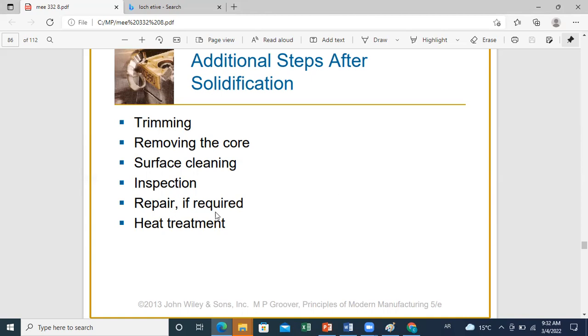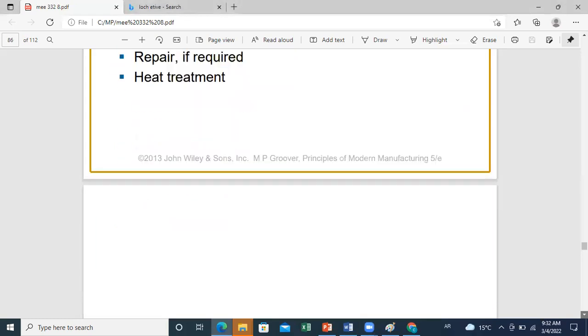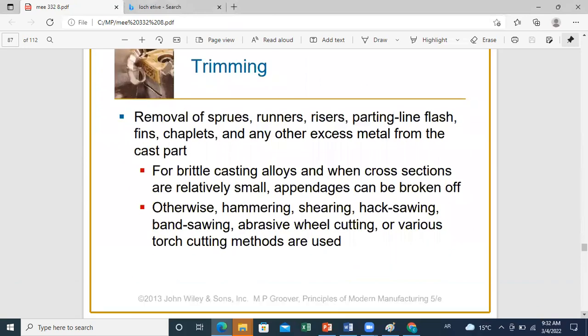The inspection is to make sure if you have any defect or anything that can be fixed before getting your final product. So you might repair if required sometimes. And also we can do heat treatment to enhance the mechanical properties. We'll go over these different steps after solidification in detail. So first, let us talk about trimming.